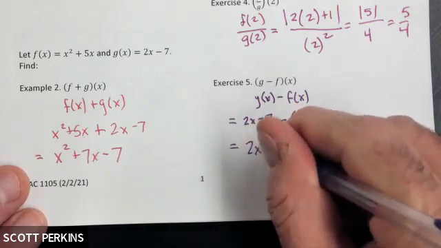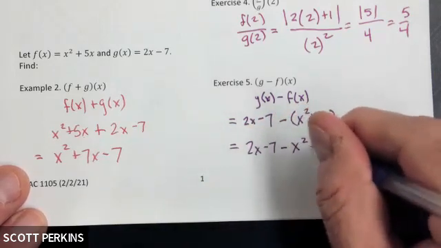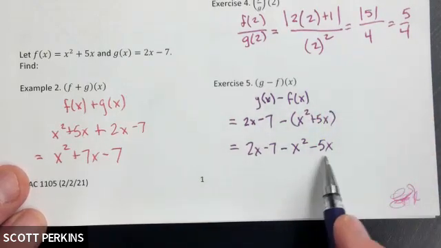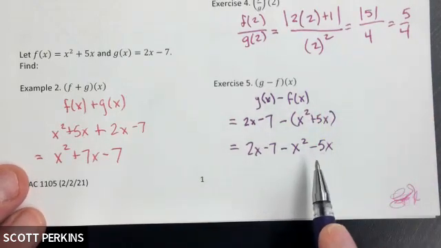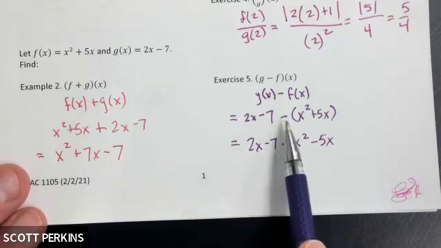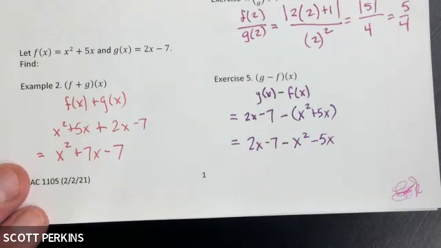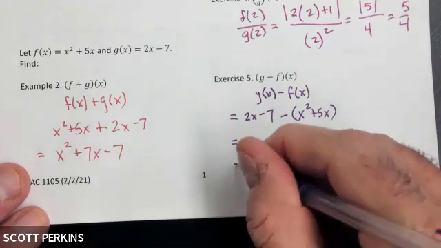So then I have the 2x minus 7. I'm going to distribute that negative. I have negative x squared minus 5x. This is the most common mistake students make on this problem when I throw this on the test, is forgetting that that negative applies to every term in that polynomial. So if you made that mistake, that's okay. That's why I put this problem on here, so that we can learn and we can not make that mistake in the future. And now I'm going to collect my like terms.